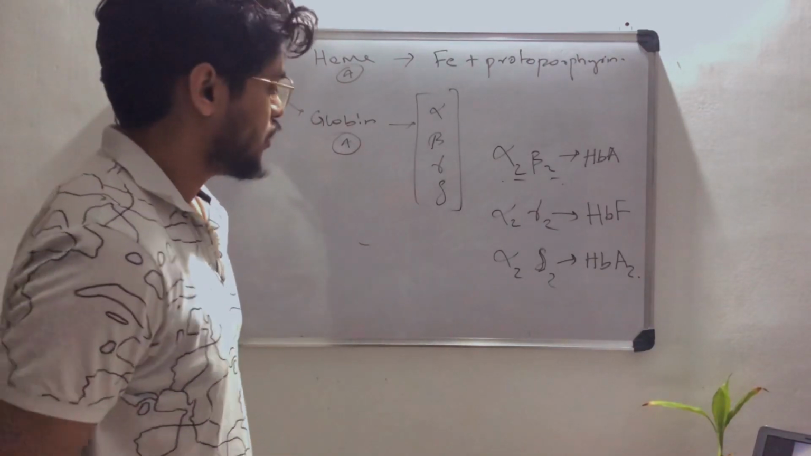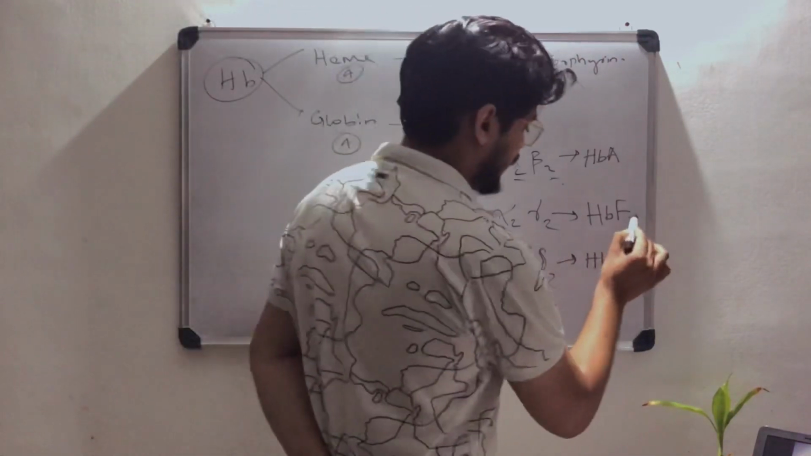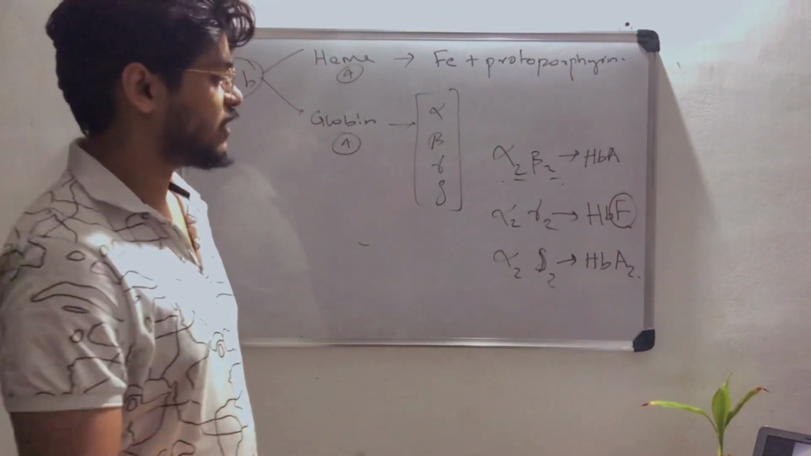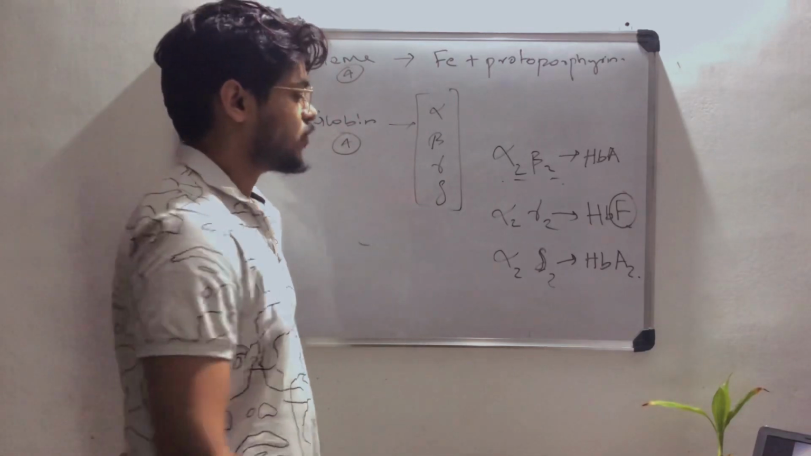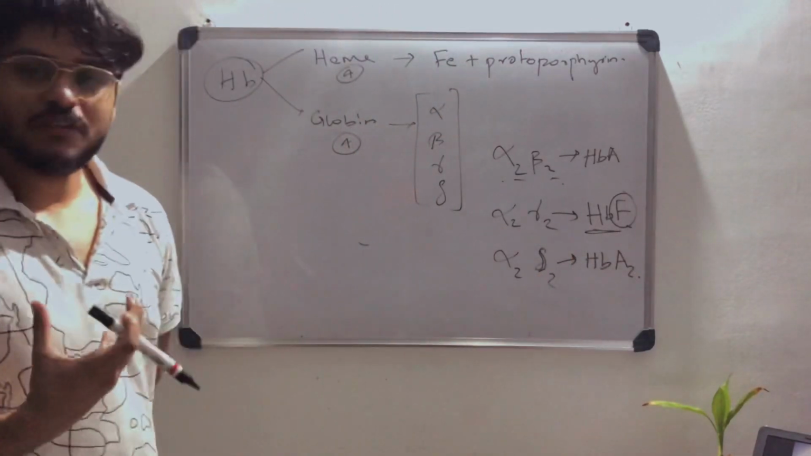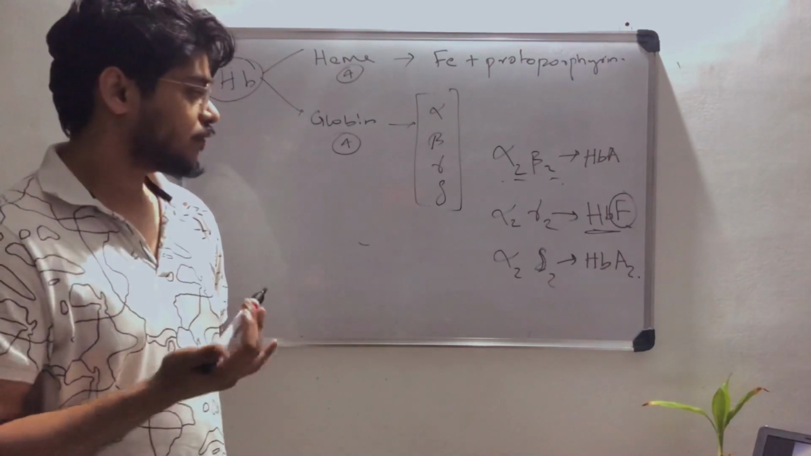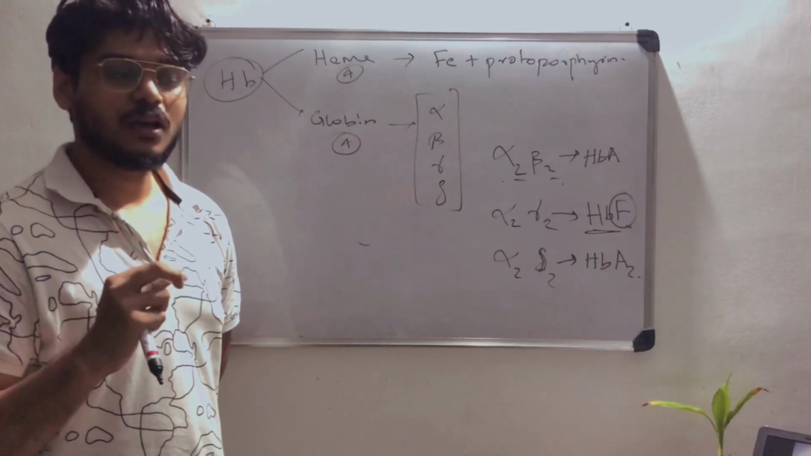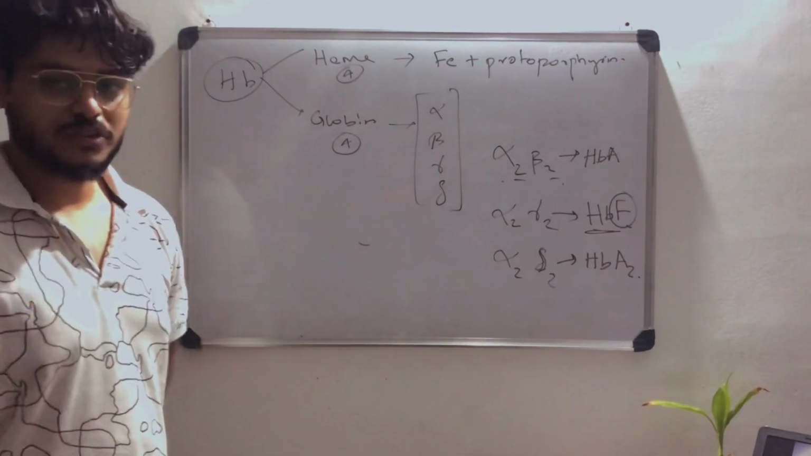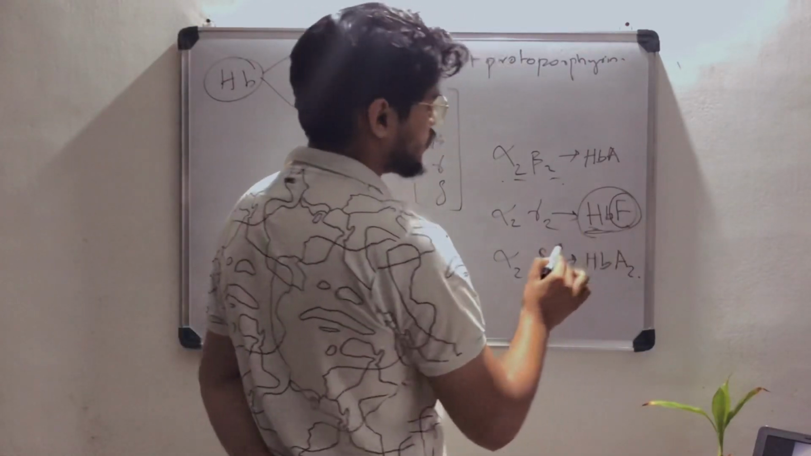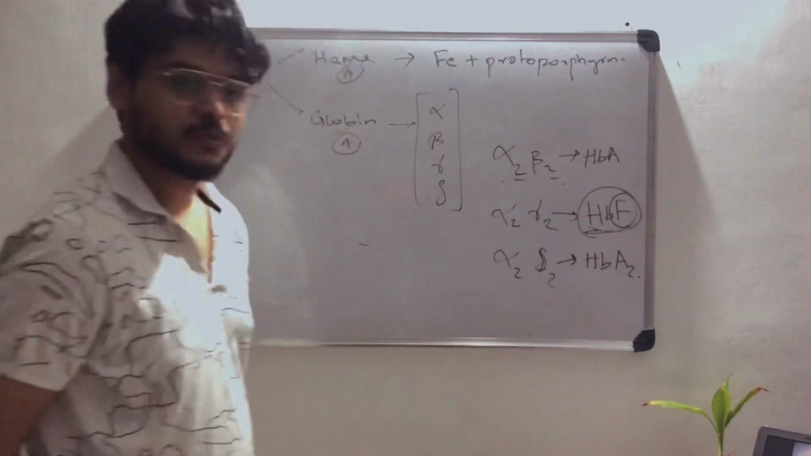Understood? So in HbF, F denotes fetal. So it is found in the fetus. In the fetus we know that the lung is not functional, right? So we need hemoglobin with more affinity. The hemoglobin should have more affinity towards oxygen, right? So HbF has more affinity towards oxygen than HbA and HbA2.